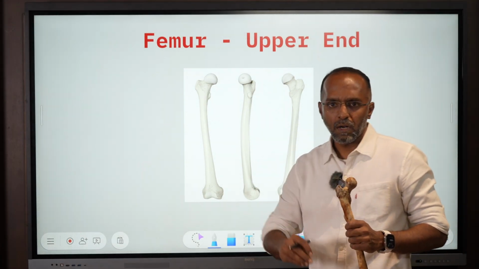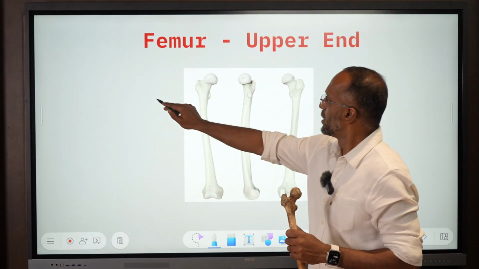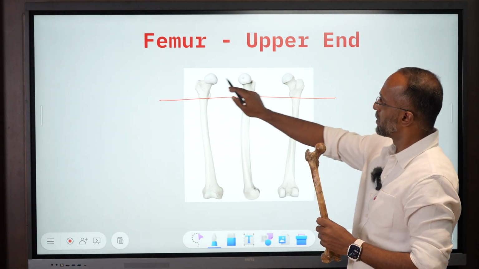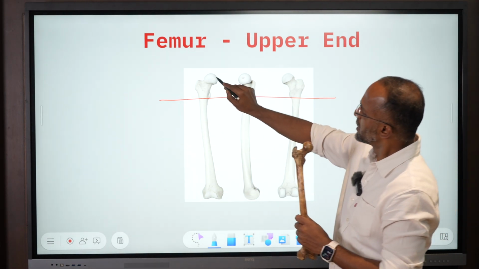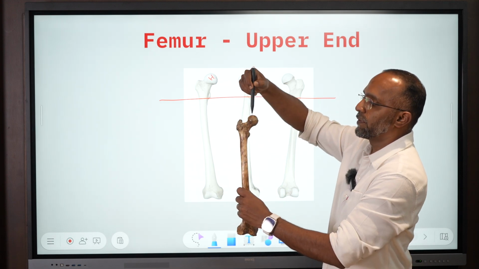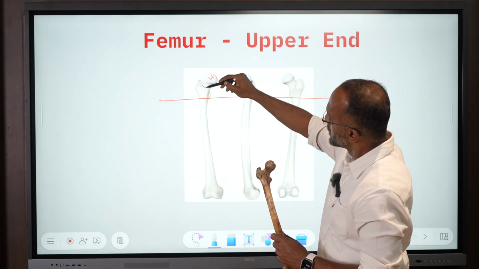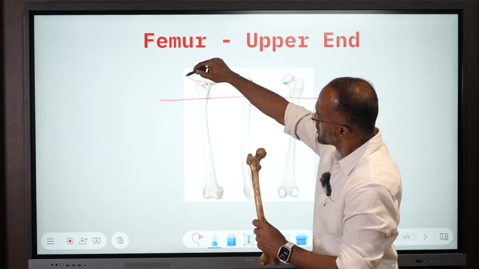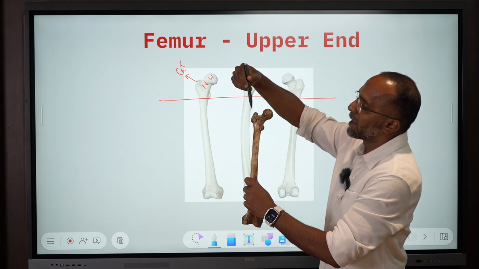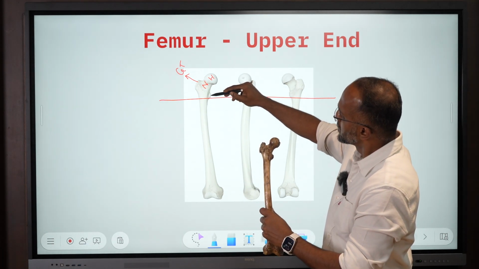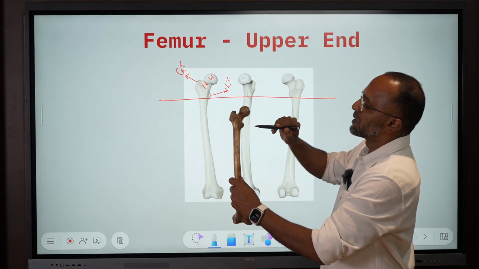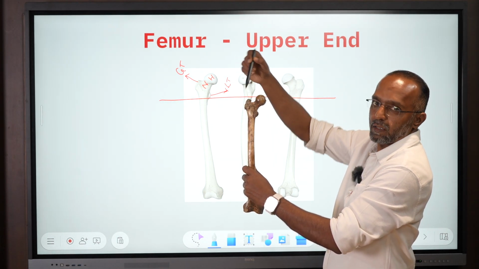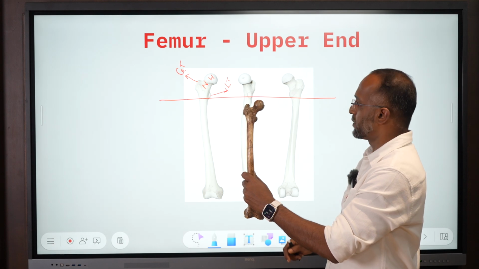Now coming to the individual anatomical parts of the upper end of the femur. So now concentrate on the upper end, this part. So the femur from the front, side, and from the back. This rounded structure is the head of the femur. This structure here is the neck of the femur. This structure here is the greater trochanter, and this projected structure here is the lesser trochanter. So rounded head of the femur, greater trochanter, lesser trochanter, and neck of the femur.